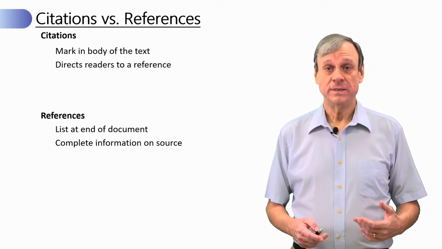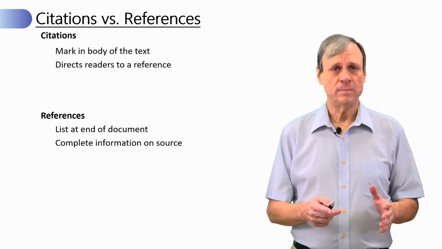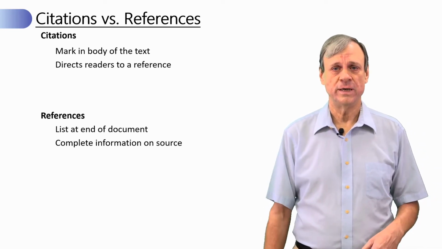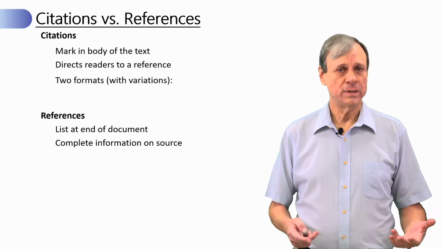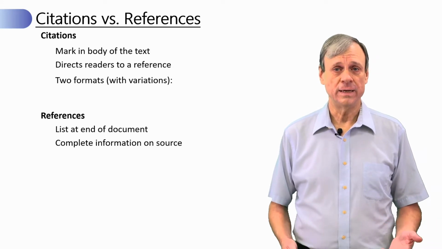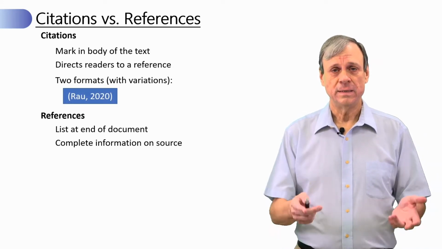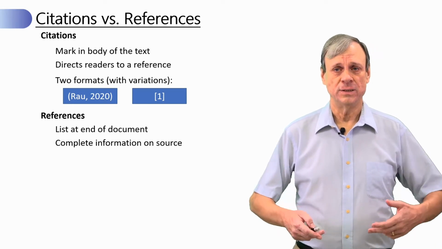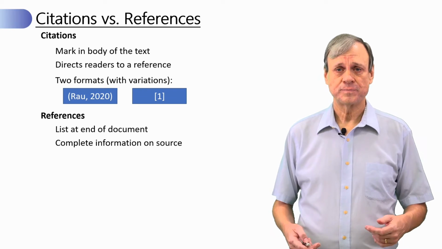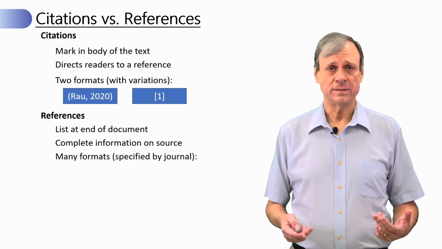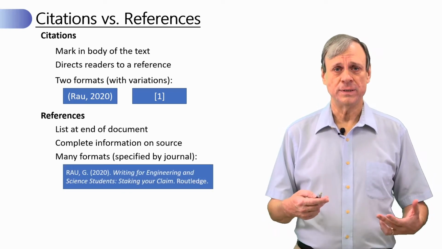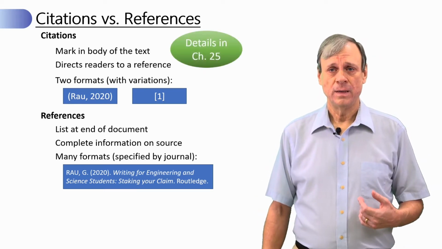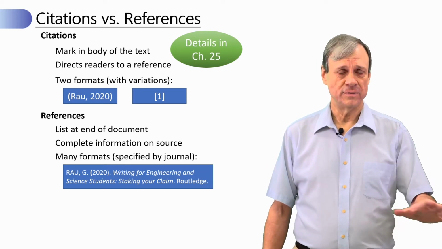Now, first we need to be clear about the difference between citations and references. Citations are marks in the body of the text that direct readers to the reference, that section at the end that lists all the information on the source. So citations normally come in two basic formats. The first is most common in science, where they give the author's name and the date in parentheses. The second, more common in engineering, uses some sort of numerical citation, where they're numbered sequentially through the document. The references, again, have many different formats, but all of them show the author, the title, the publication, and again, those are listed at the end of the document. Details on this are found in Chapter 25. Again, you can look at those on your own.